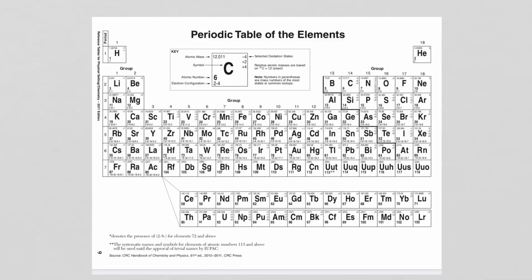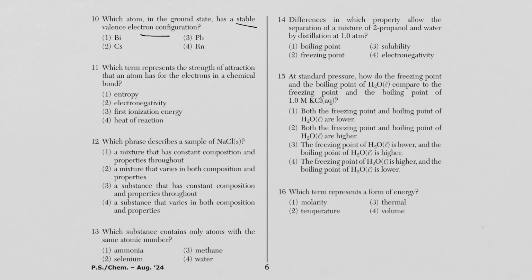You go to the periodic table. Noble gases are here all the way over to the right, and you're going to see the answer, which is going to be radon. And that is choice 4.